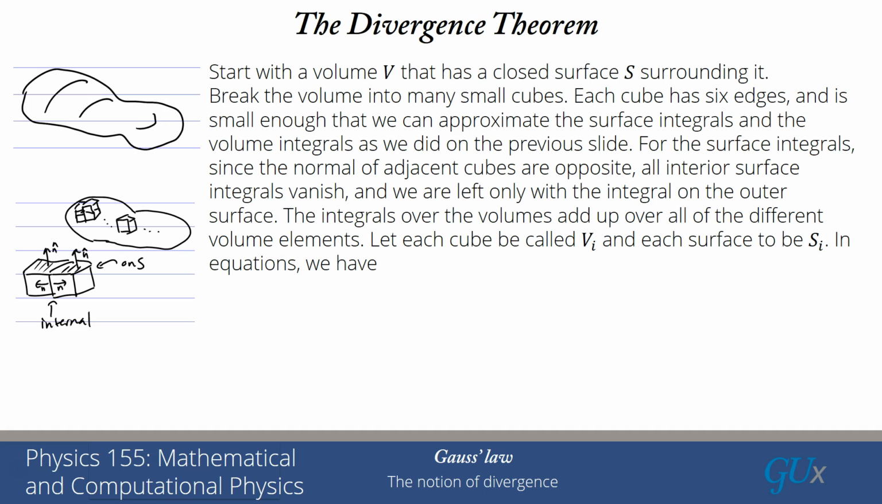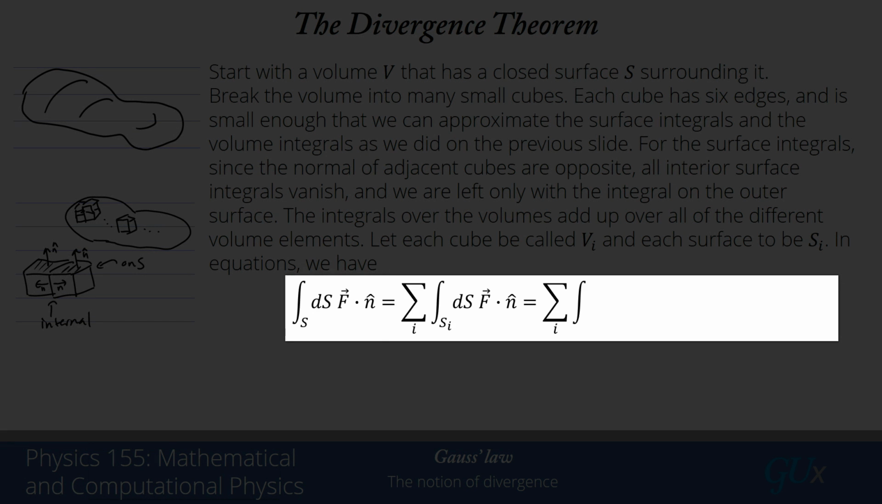Now, on the other hand, if I look at the volume integrals that I get by summing over all of the cubes, there's no cancellations or anything like that. And so when we put all of that together, the surface integral over the entire surface, which I write as integral over S dS of F dot n, can be written as a sum over i over all of the little cubes of the integral over each of those little cubes of dS F dot n.